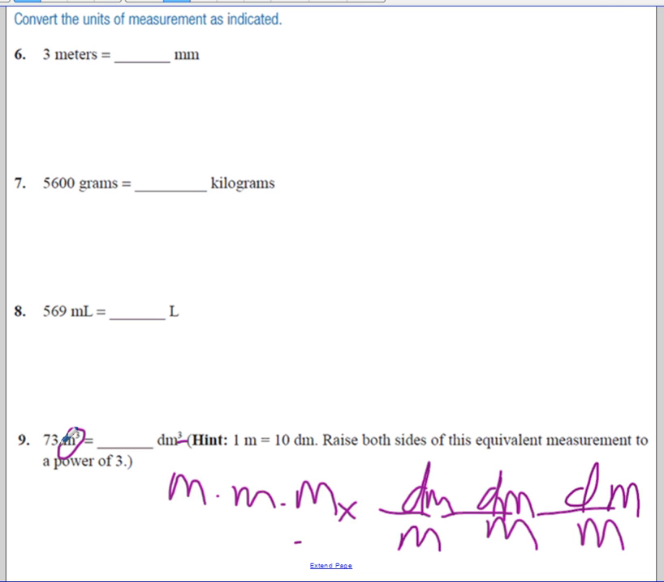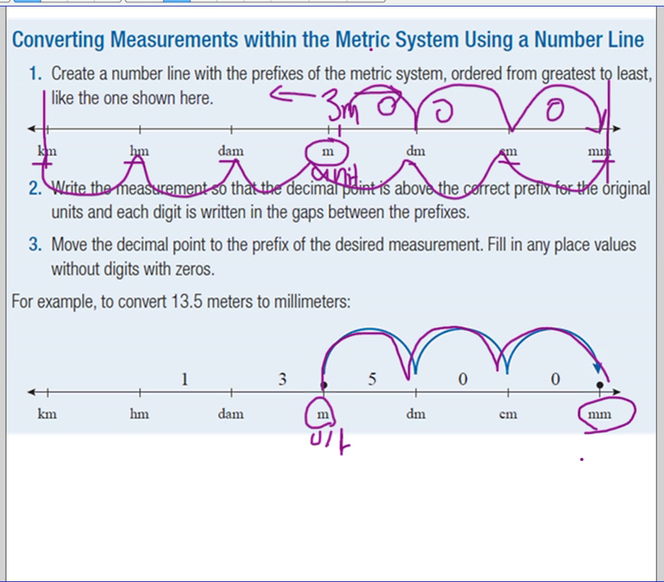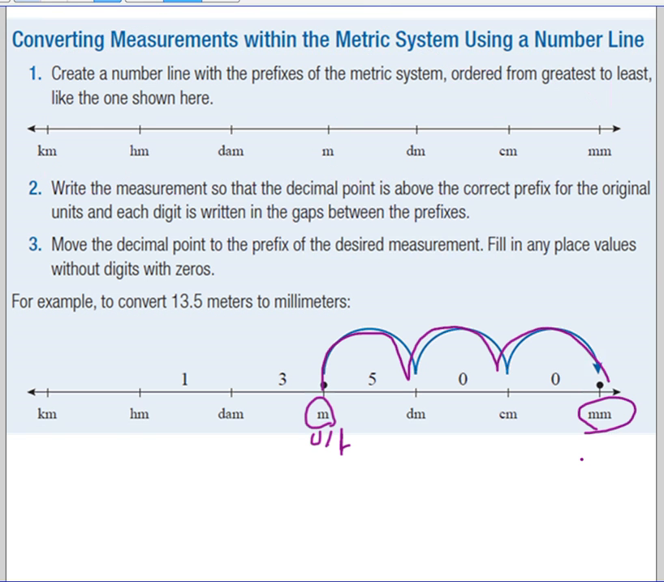So from meters to decimeters, let's go back here. Let me erase this real quick. Ooh, that's not the eraser. There we go.